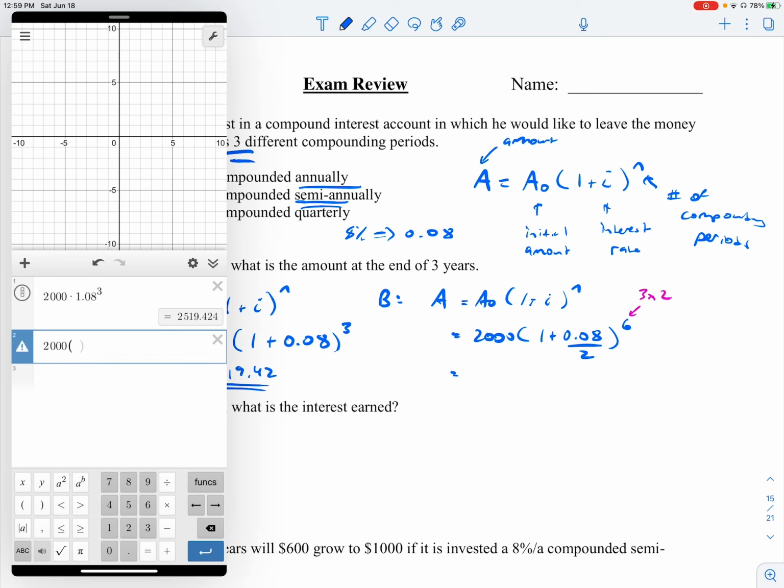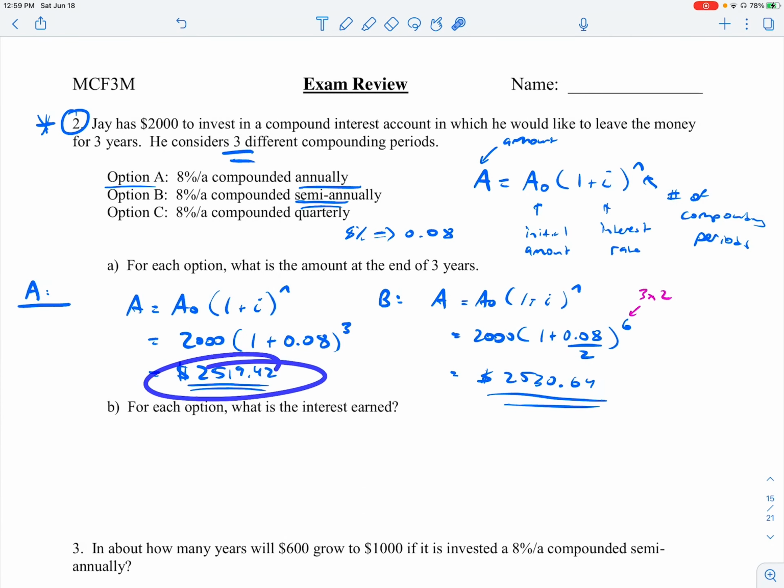Okay, I'm just going to use a bracket. We got 1 plus 0.08 divided by 2. Close the bracket. That's all raised to the exponent 6. Okay, $2,530.64. Okay, why is this one a little bigger than the last one?